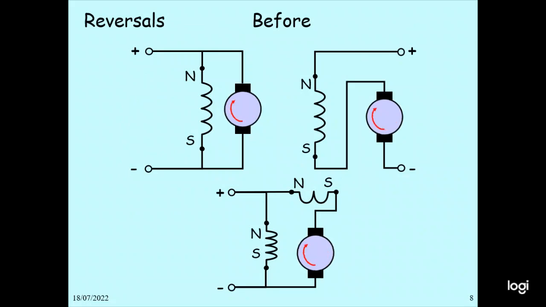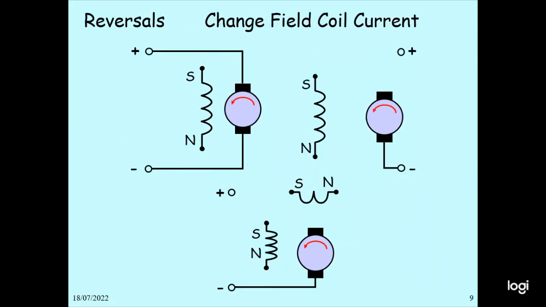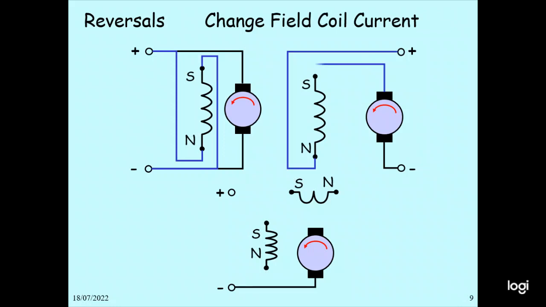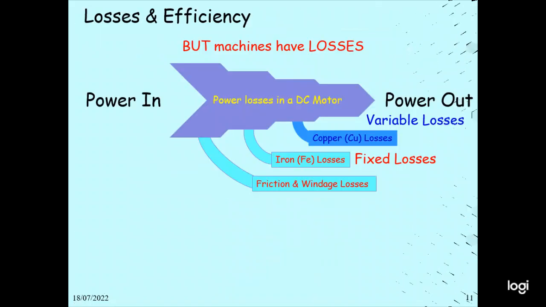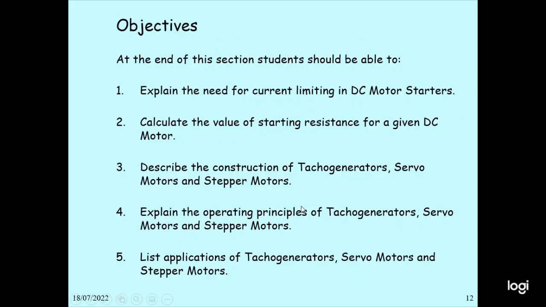So this is reversal. Also, by changing the field or armature current direction, motor rotation can be changed. So you can change the field connection or the armature connection, and motor rotation will be changed. Also the losses, this is the losses and efficiency diagram: friction, iron loss, copper loss, input power minus output power, efficiency is power output by power input.